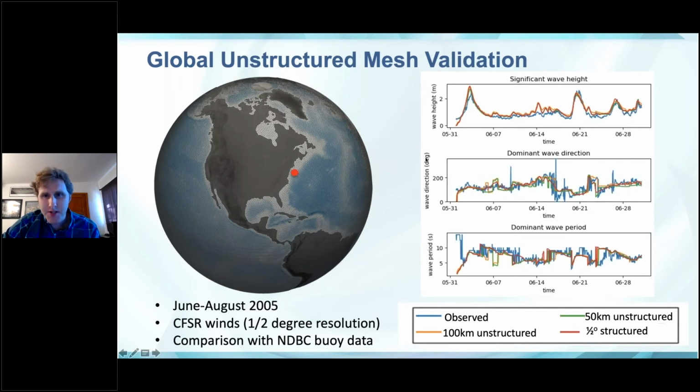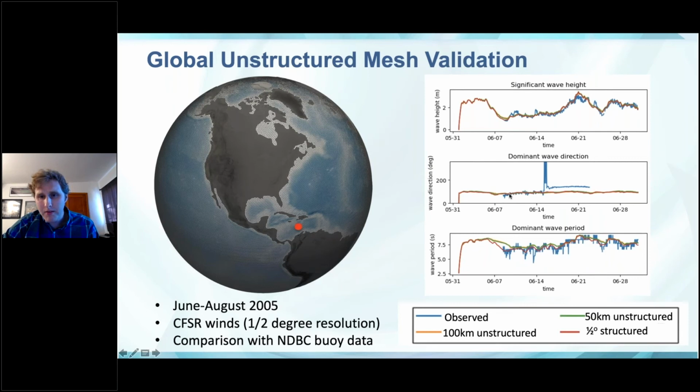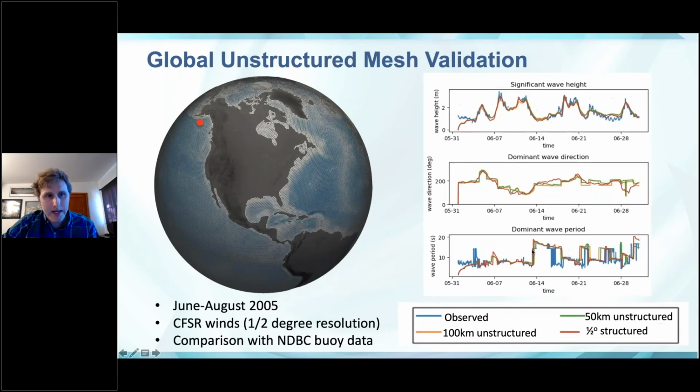This is moving to another station in the Northeast, and again, pretty much the same story, matching wave height, wave direction, and wave period pretty well with the unstructured meshes. Here in the Caribbean, we have a little bit of a mismatch in wave direction, but the period and the heights look pretty good. And then just to show a different station on the other side of the US, off the coast of Alaska, again, pretty good agreement between the resolutions and with observations.